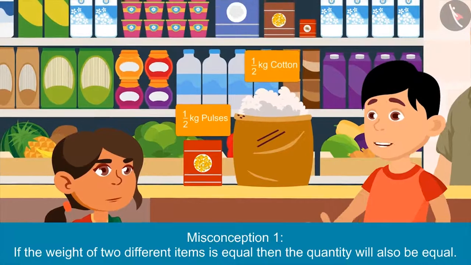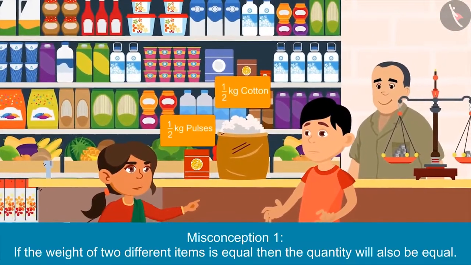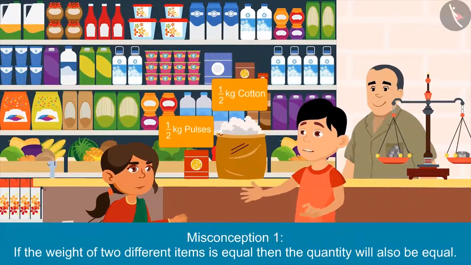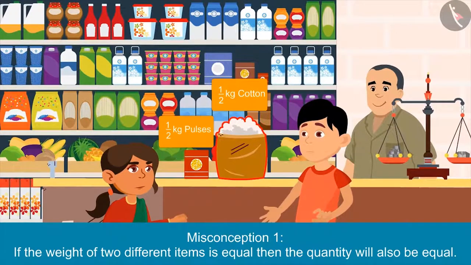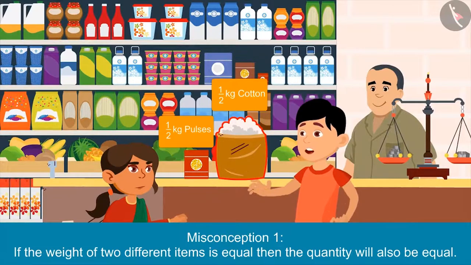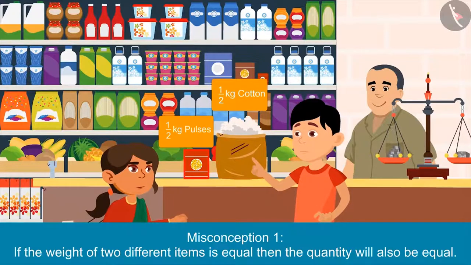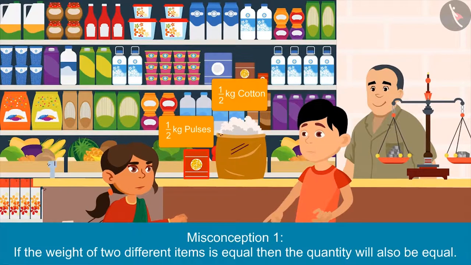Yes, Neetu, you are absolutely correct. Brother, how is it possible? Neetu, this is because cotton is very light. So more cotton is needed to make half a kg of it. Pulses are heavier than cotton, so a very small amount of it is enough to make half a kg. Oh, that's why the amount of cotton is so large.